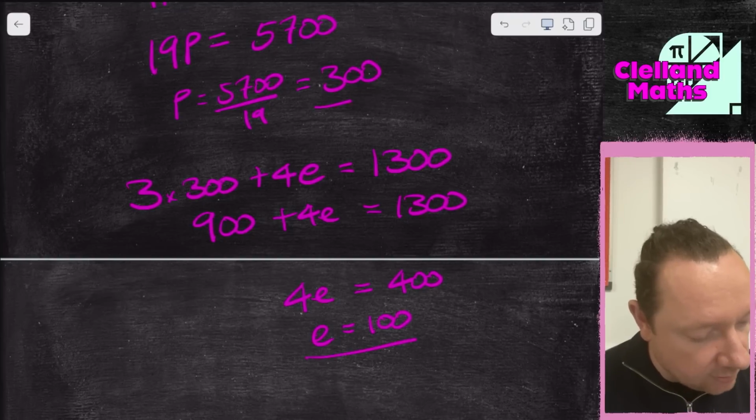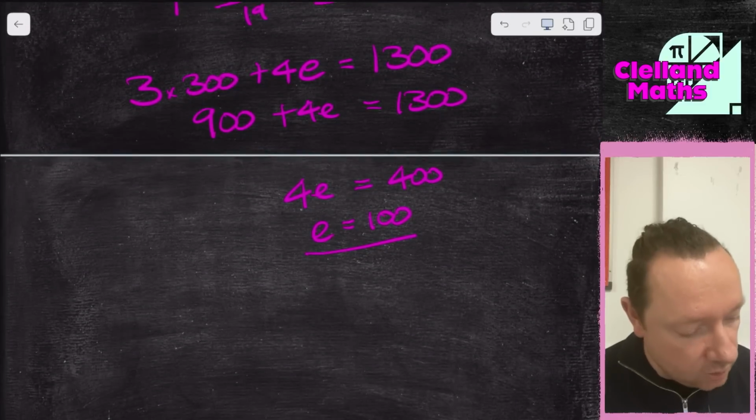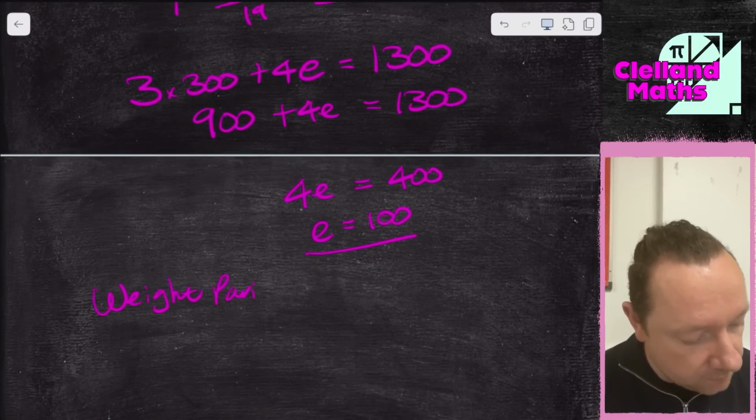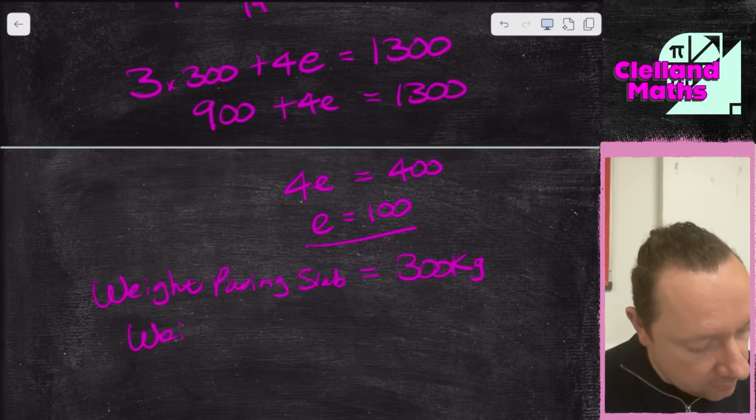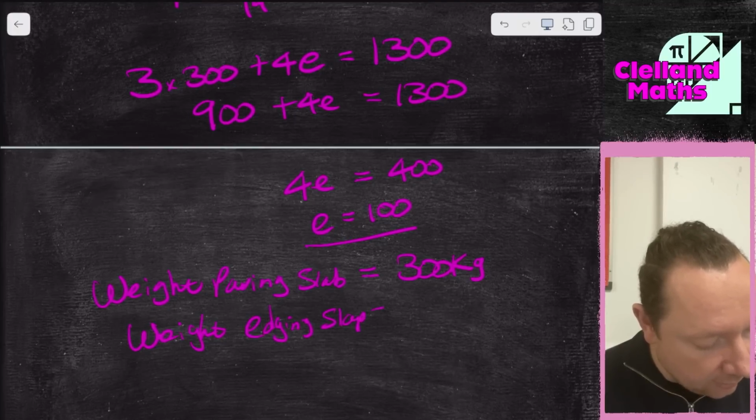Now I always like to answer it just to be on the safe side. So the weight of a paving slab is equal to 300 kilograms, and the weight of an edging slab equals 100 kilograms.